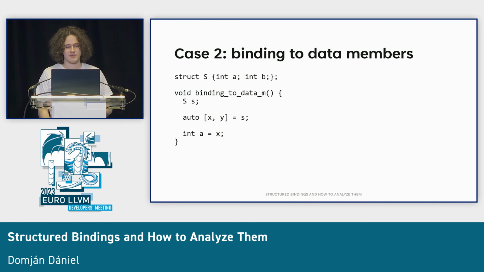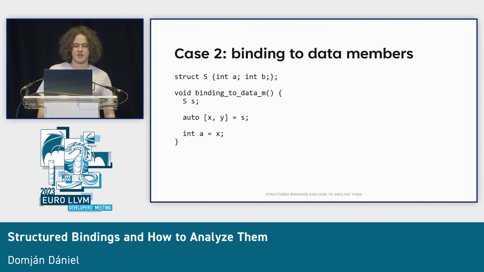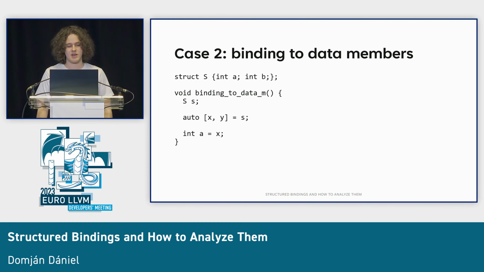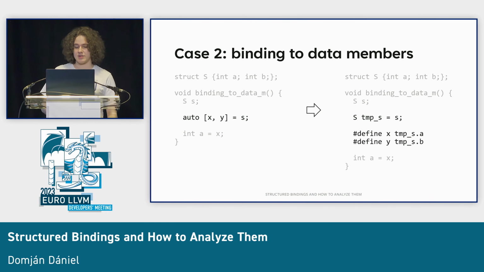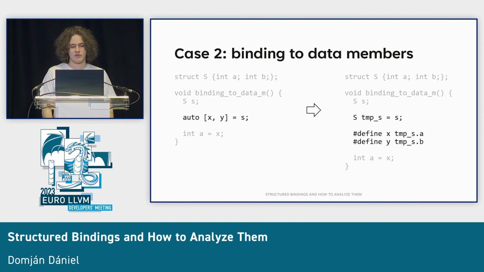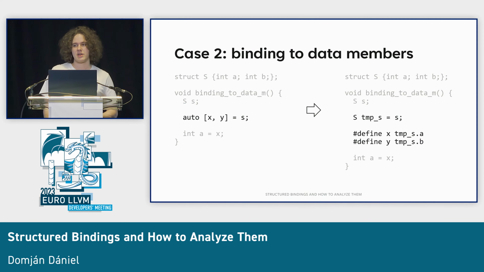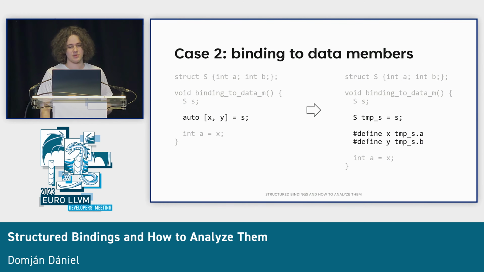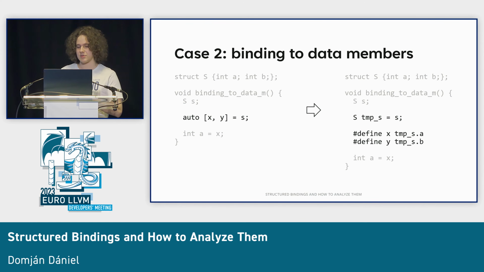The next case is when a structured binding is created to some instance of a class. In this case, the identifiers will refer to the fields inside the class in declaration order. And as with the previous case, first a new temporary is going to be introduced that holds the copy of the instance, and then the identifiers will look up the fields from this copy. And of course, if a reference is used, it's going to be the same as with arrays, so the new temporary will be a reference.